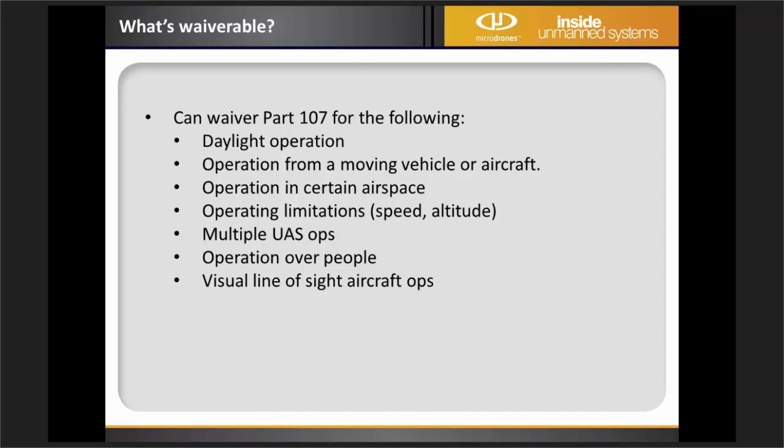But the two really big ones that I'm going to go into detail that everybody's brought up before this are operations over people and visual line of sight aircraft operations. The fact that you have to keep your unmanned aerial vehicle within visual line of sight of the remote pilot at all times. These are really the two big ones that are impeding full utilization of commercial UAS in the United States.